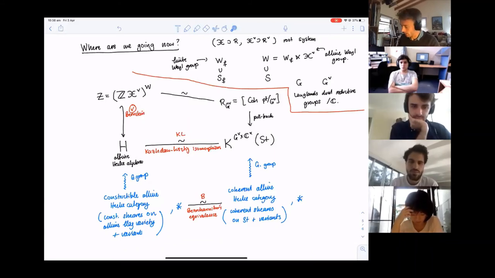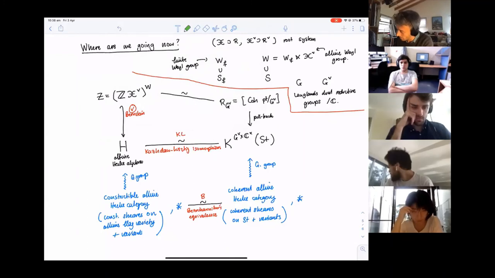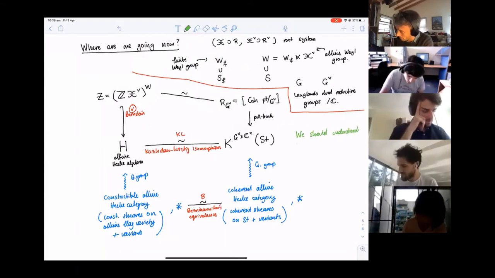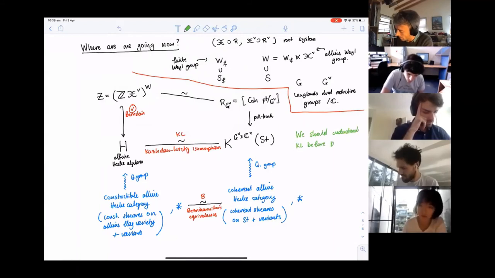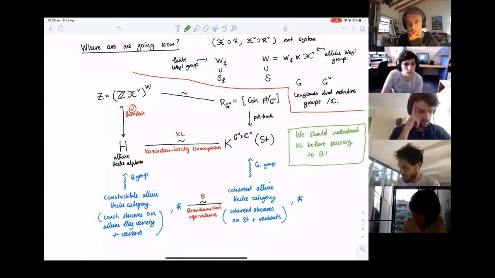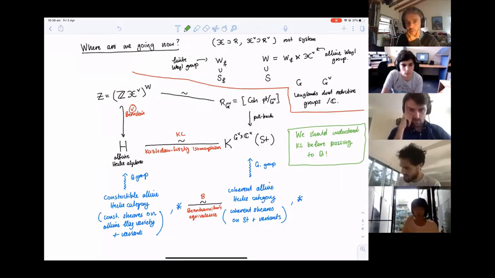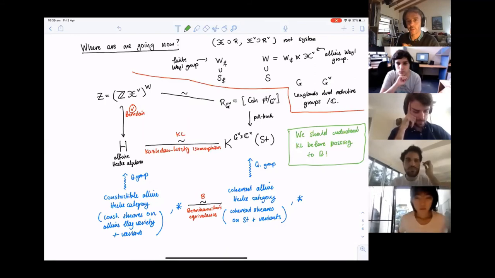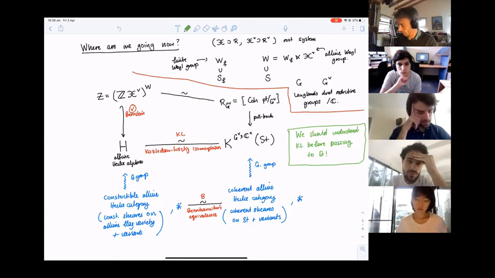So the general strategy: we should understand this Kazhdan-Lusztig isomorphism, which is still difficult. I don't think anybody has really written down an easy account of this. And so our first goal will be to understand this. I want to explain how understanding this leads to the first step in understanding Bezrukavnikov's equivalence.